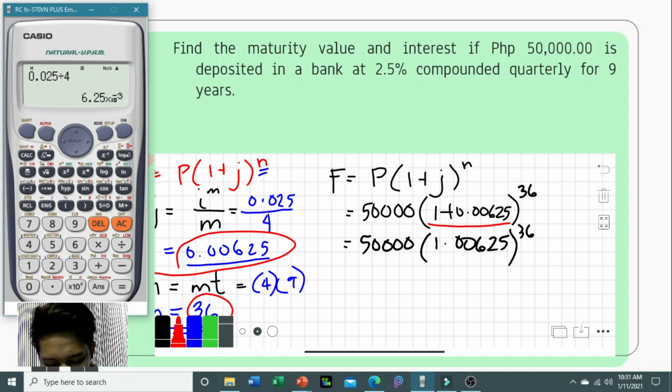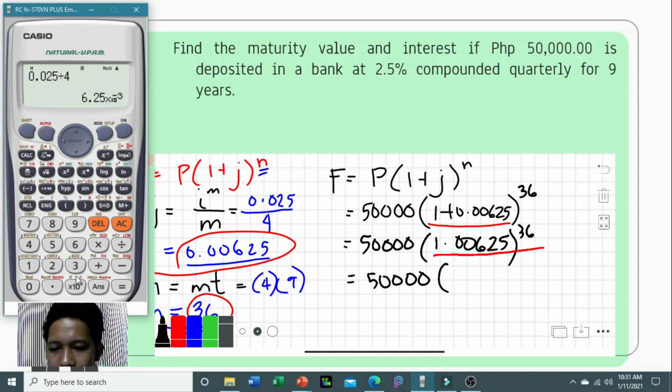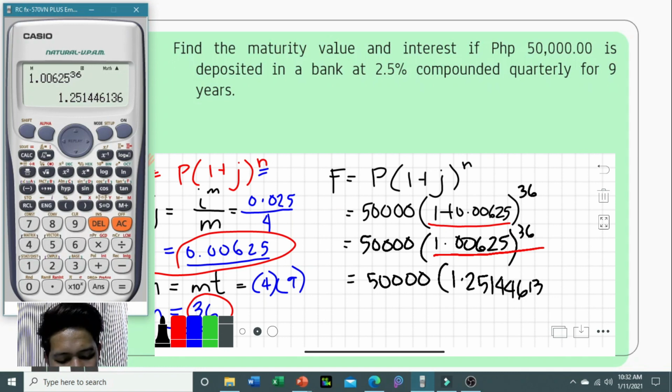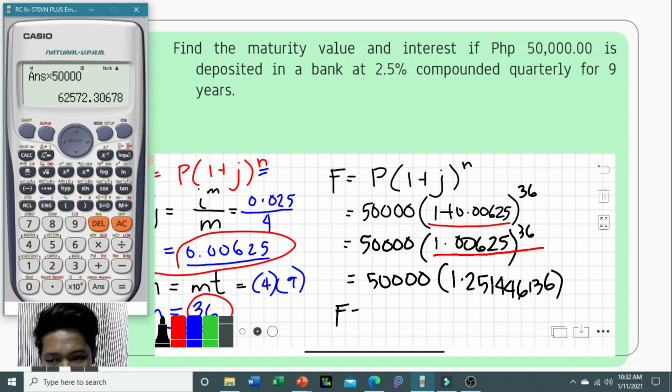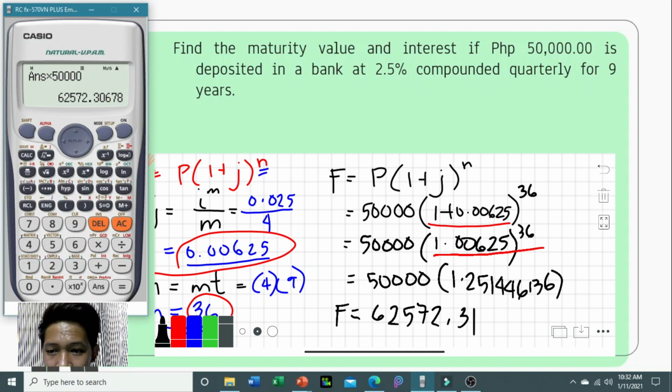And then, we simplify the expression with the value with exponent. So we have 50,000 multiplied by 1.00625 raised to 36. And that will yield 1.251446136. So, wag muna nating i-delete ito. Straight natin, i-multiply si 50,000. So, that will yield our future value of 62,572.31, rounded to the nearest hundredths.